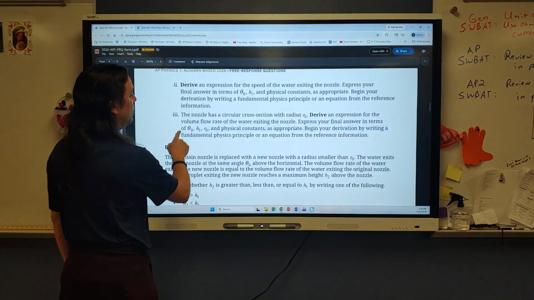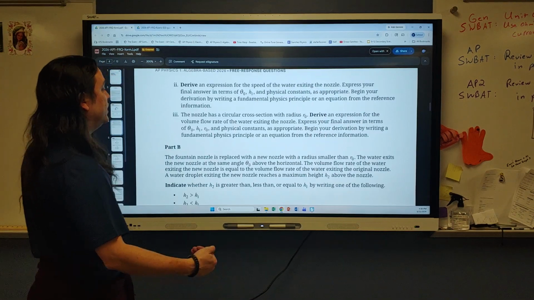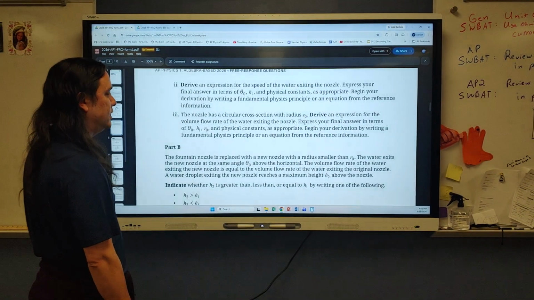Then they want us to continue. The nozzle has a circular cross-section of radius r0. Derive an expression for the volumetric, the volume flow rate of the water exiting the nozzle.